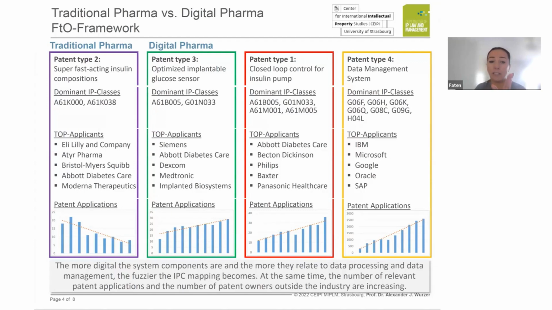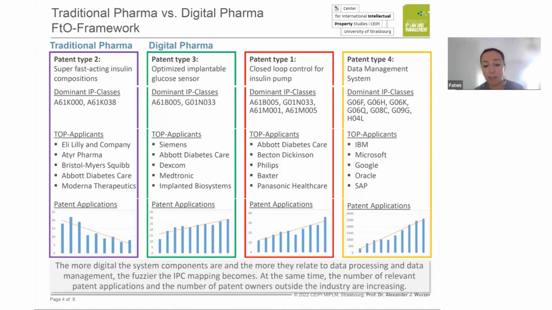In digital pharma, we have other types. And as you have said, now we are more with intangible results with the digital protection. So we have more and more dominant IP classes, and especially with patent type 4, when we have a lot of data processing and data management related patents. So we have more and more IPC classes.